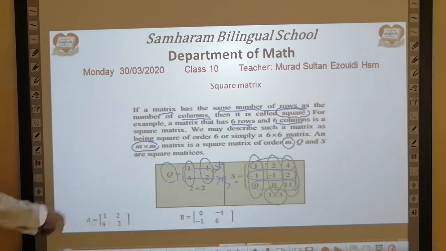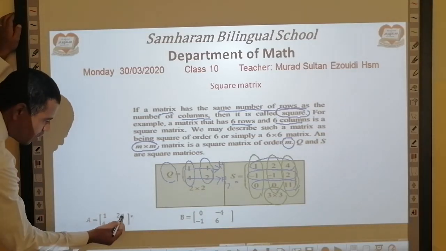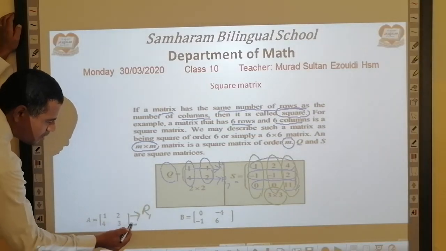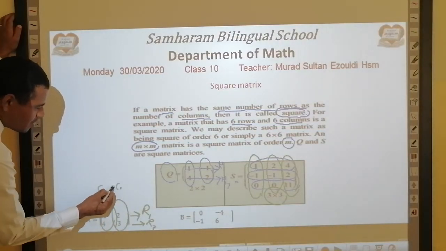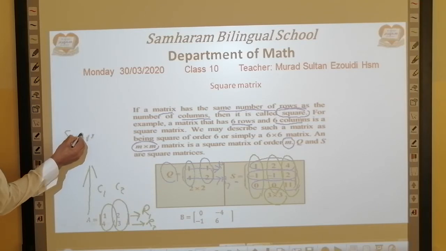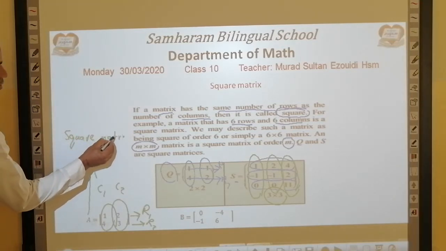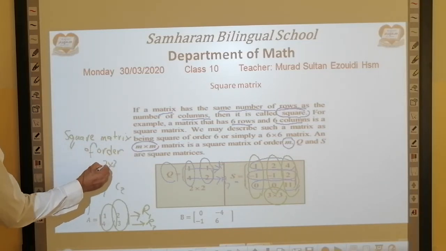Let's investigate the following example, the following square matrix. The letter A, let's denote the matrix. So, how many rows does this matrix have? Yes, this is row number one, R1. This is row number two. And how many columns? Column one and column two, C1 and C2. Is it a square matrix? Of course, yes. We can write this one is a square matrix of order 2 by 2.